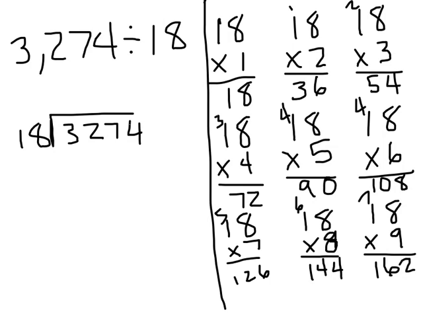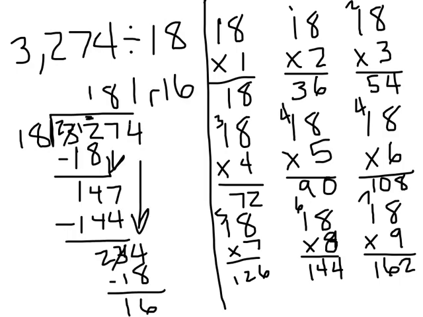Now that we have the multiples of 18, let's decide where we should start our division. Let's start in the hundreds place. Now you can do the division problem. Go ahead and solve it on your own. The correct answer is 181, remainder 16. Check your work with mine.